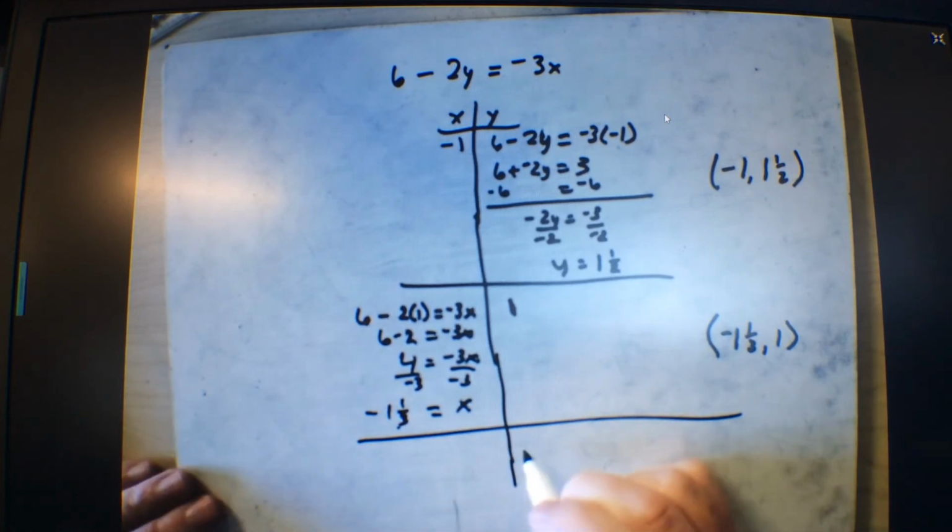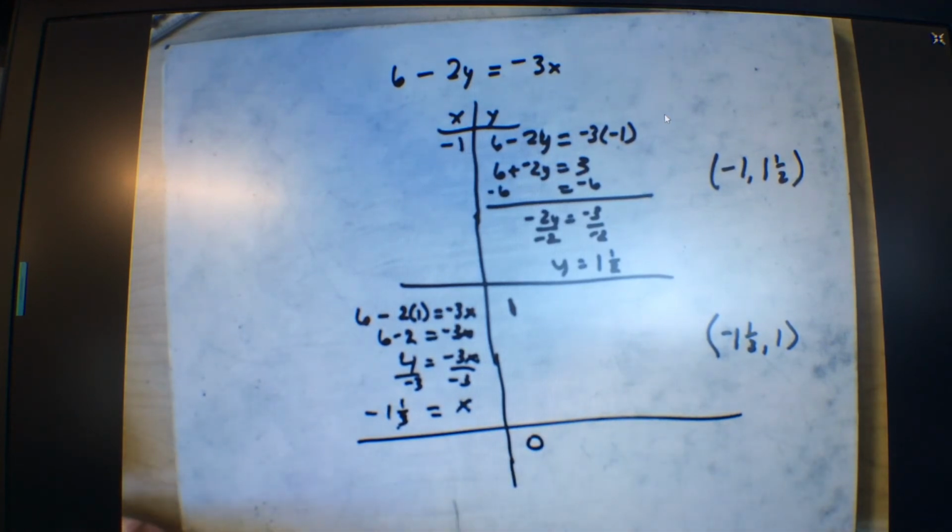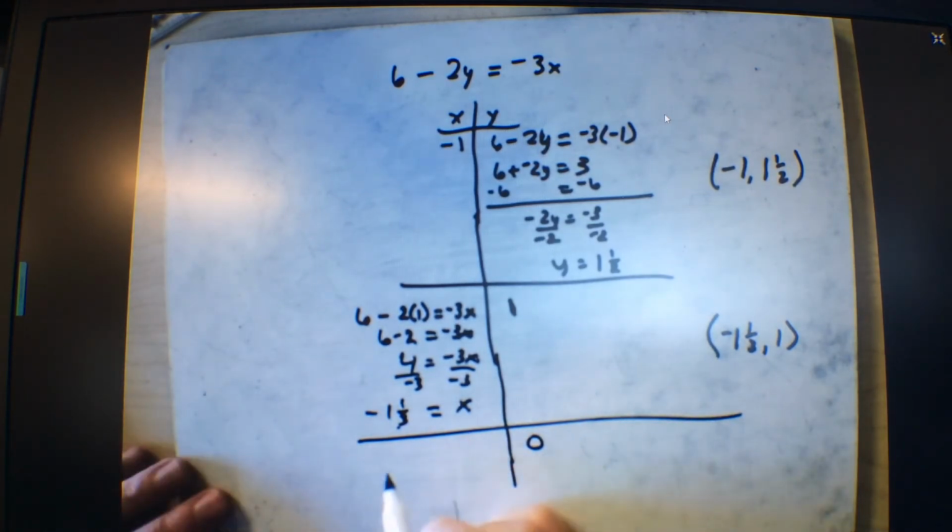And I'm going to go ahead and put 0 in. So this is going to be what? What's it called if I put 0 in for y? It's called an x-intercept when I put 0 in for y. When I put 0 in for x, it's called a y-intercept. We got that? So I put it in there.